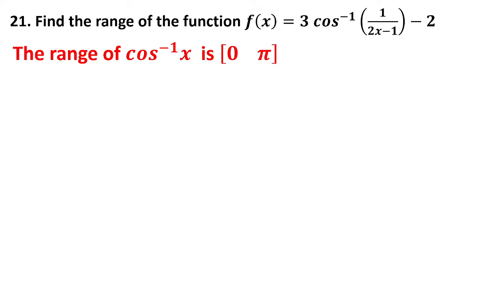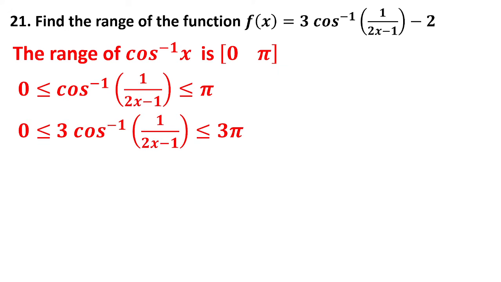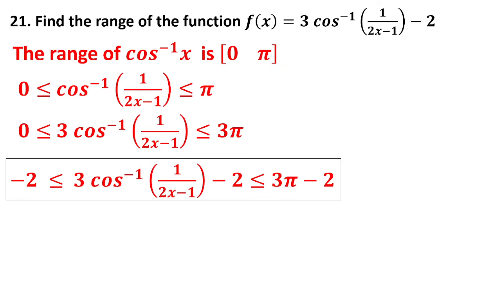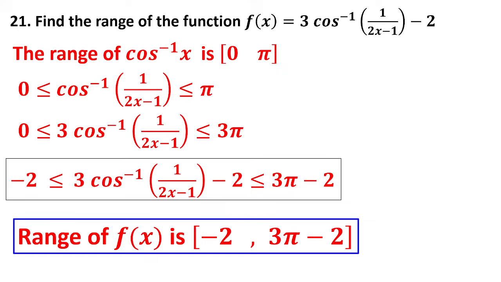Range means what value you will get when you put cos inverse of something. Therefore it is on the right hand side, the final functional value. It will be lying between 0 to pi. Therefore 0 is less than or equal to cos inverse of (1 by 2)x minus 1, less than or equal to pi. From this you try to get the given function. Number 1, multiply by 3, again subtract 2. That's all. You got that f of x now. Now you tell me what is the range. What is the least value, what is the maximum value, that is the range: minus 2 to 3 pi minus 2.